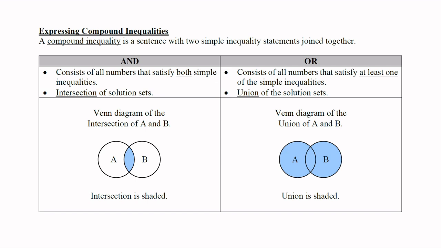So the way I look at it is an AND statement has to satisfy both things. An OR statement satisfies everything from both statements. So we're going to look at what's shared or everything. An AND statement is what's shared, an OR statement is everything. And you're going to see that in the following examples.